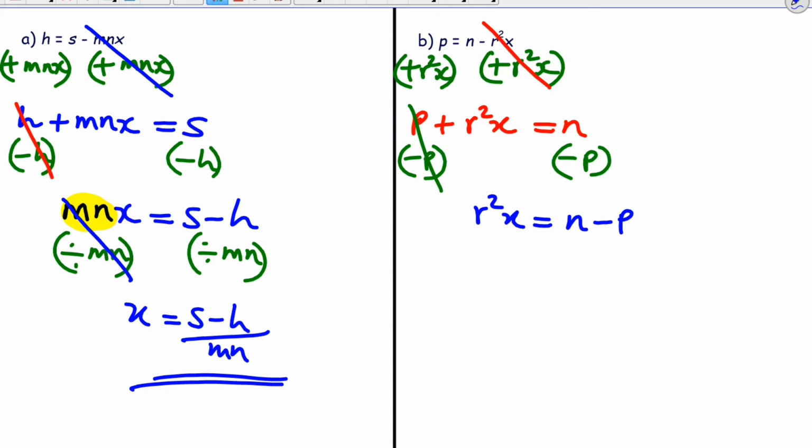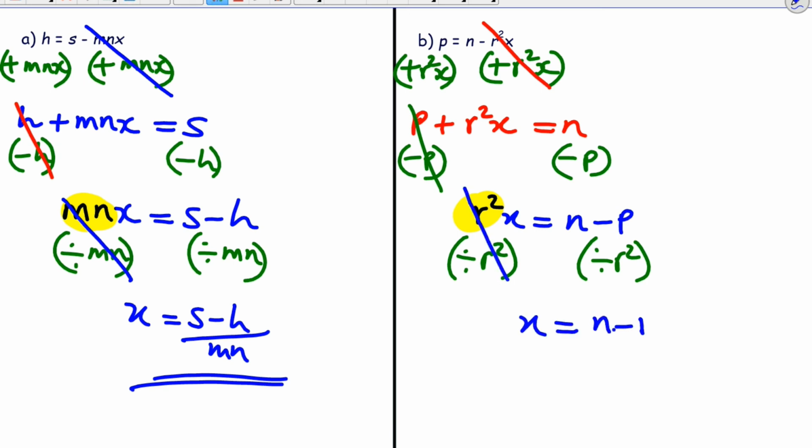And then by inspection, you can see that x is multiplied by r squared. So we shall divide by r squared on each side. So x will be equal to, this divided by this is 1. So x will be equal to n minus p over r squared.